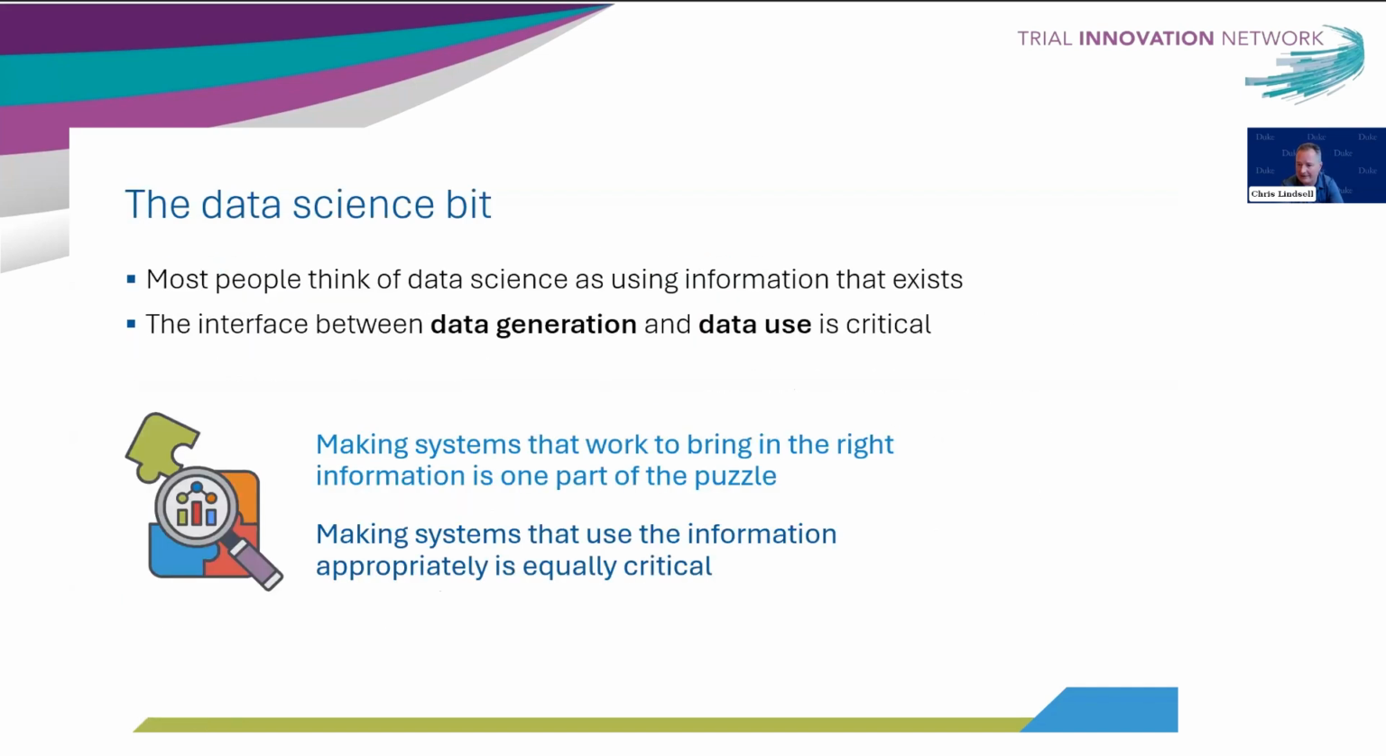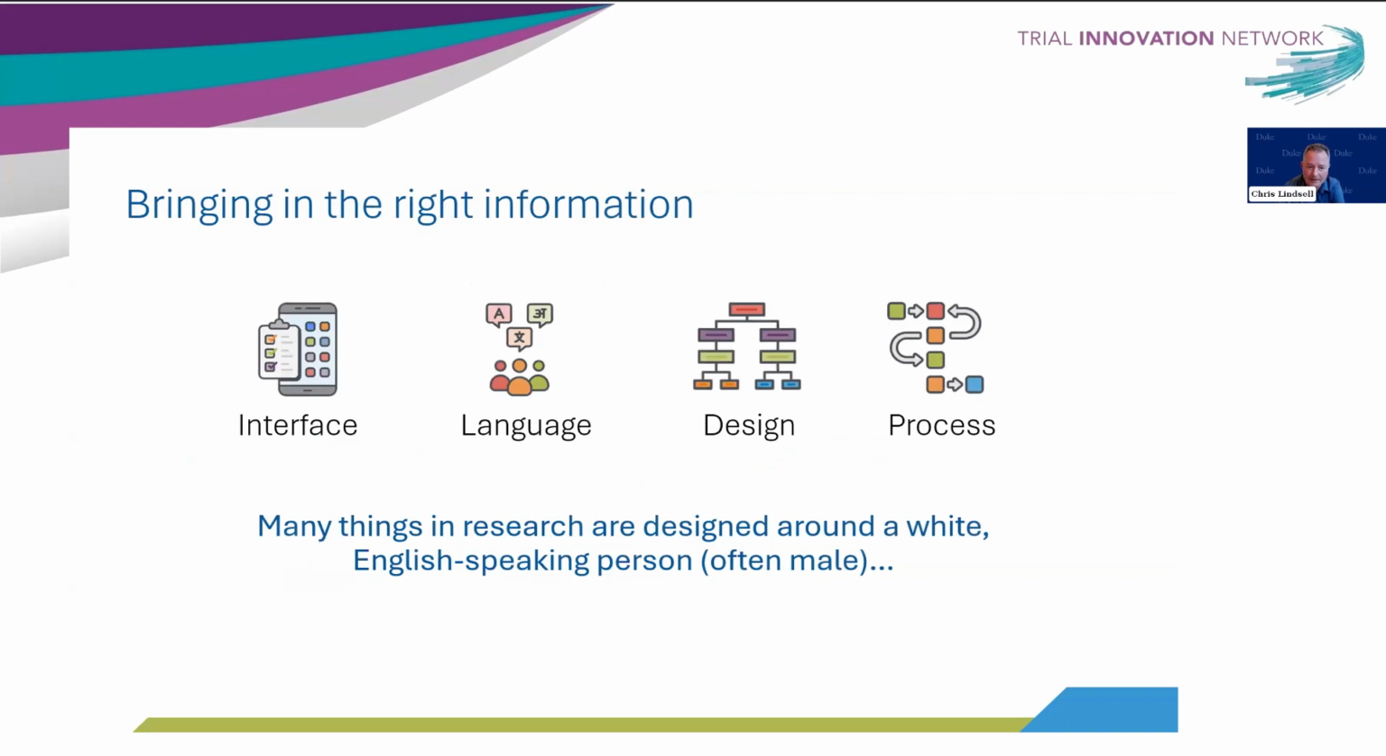Okay, let's get a bit data sciencey. I've just been talking for a while. I promised I would give you at least one equation. So most people think of data science as using information that exists. I think that the interface between data generation and data use is pretty critical. And so making clinical trial systems that work to bring in the right information is one part of the puzzle. And then making systems that use that information properly is equally critical.